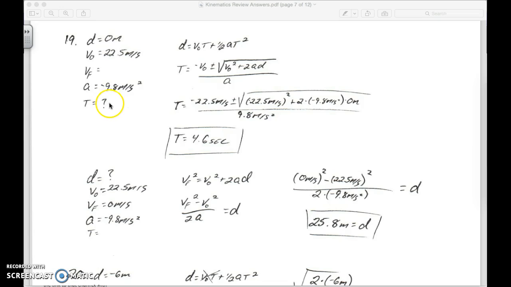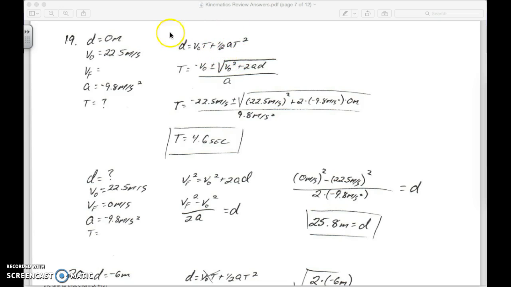This is the total time that it spends in the air. We have the d, we have the v naught, we have the a. We're looking for the equation that does not have vf in it, and that's d equals v naught t plus 1/2 at squared. This is a quadratic, so we're going to have to use quadratic formula. We talked about that in previous problems.